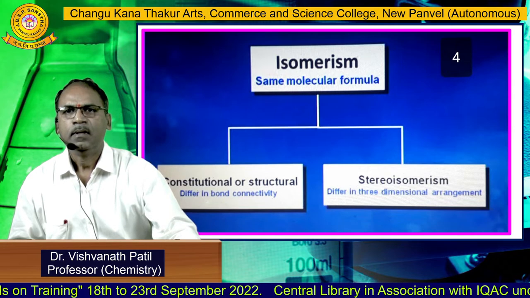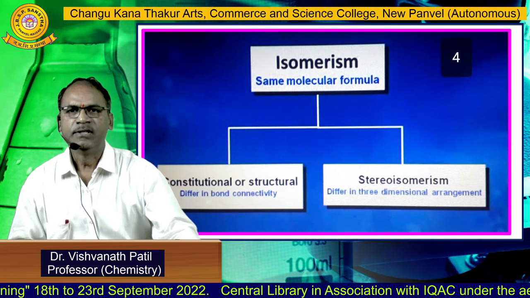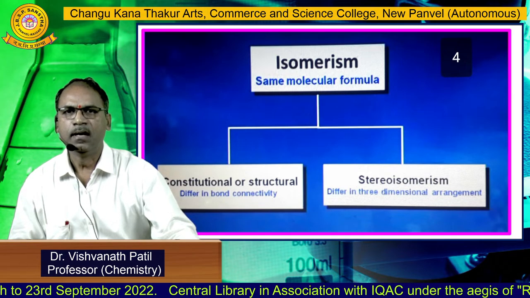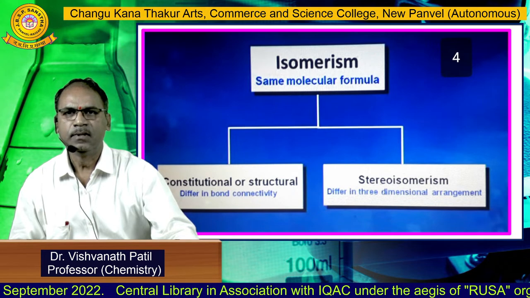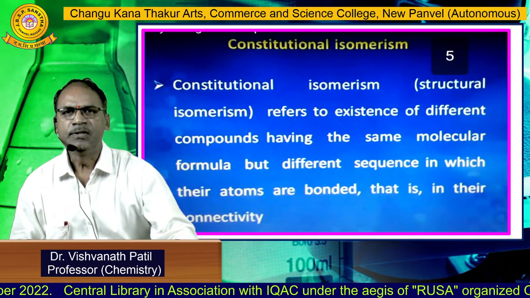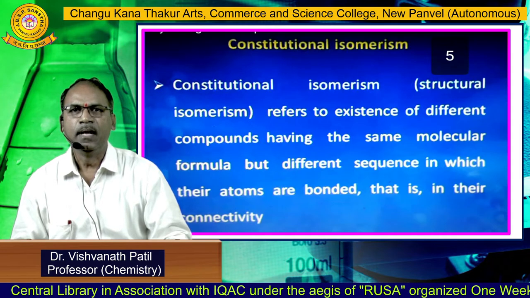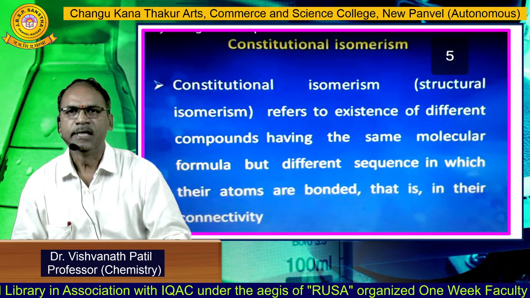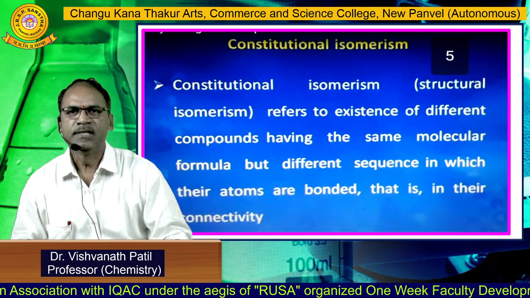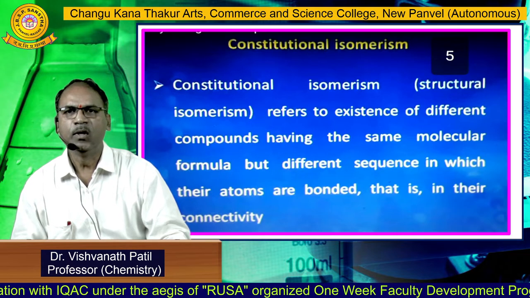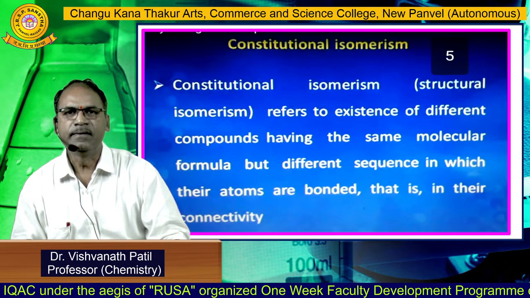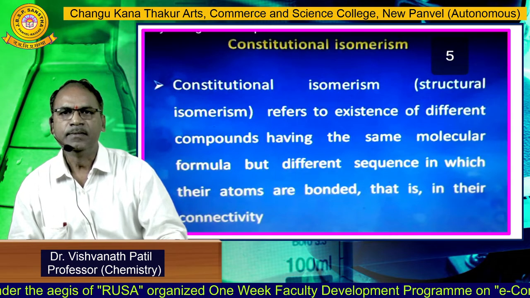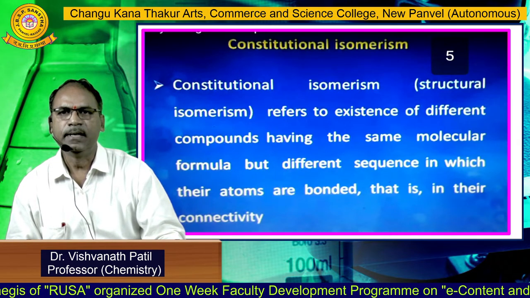Isomerism is of two types. One is constitutional or structural, and the other is stereoisomerism. In constitutional isomerism, structural isomerism refers to the existence of different compounds having the same molecular formula but a different sequence in which their atoms are bonded, that is, in their connectivity.